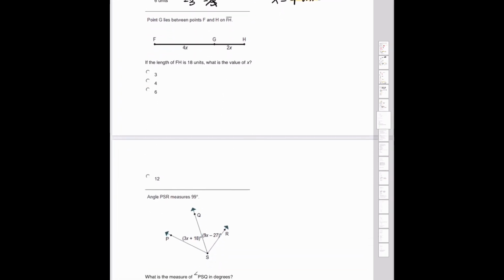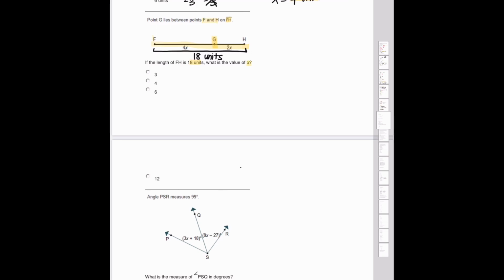This problem states that point G lies between F and H on line segment FH. So point G lies between those two points. We are being told here that the length of FH is 18, which means that the entire length of this segment FH is equal to 18 units. Given that information, we want to find the value of x.